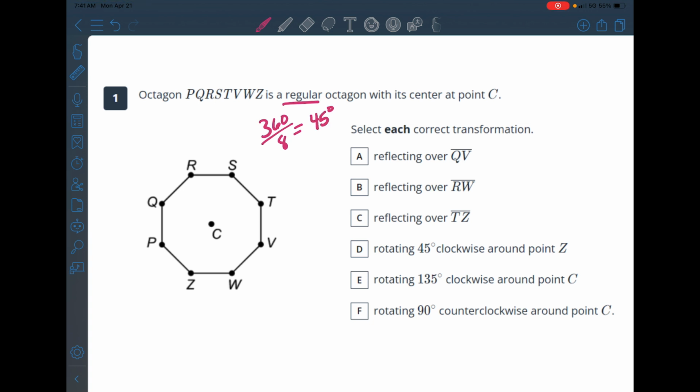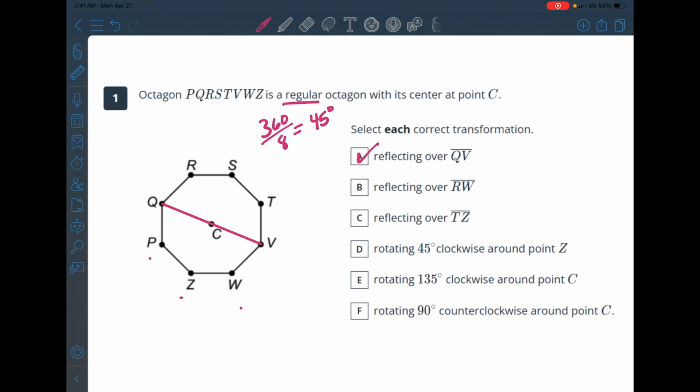So that helps me out because I'm going to select each correct transformation, probably more than one, and I'm going to select which ones would still look like this octagon. So if I reflect over QV, if I connect QV, I see that it goes through the center. And if I reflected over that, it would be the same thing. S would end up over here, R would end up over here, and vice versa. So this one works.